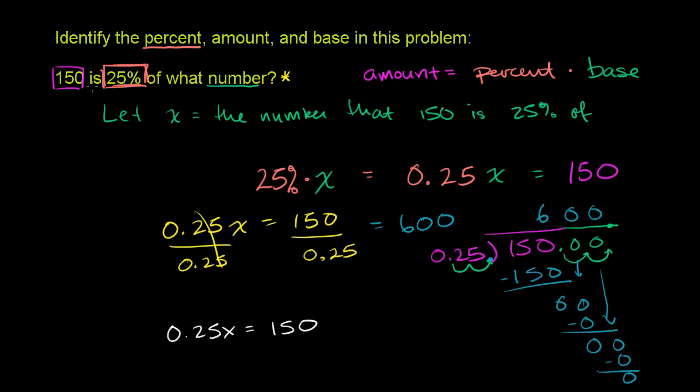So here we already saw the percent. The percent is 25%. The number that we're taking 25% of, the base, is x. This right here, what number? x. That is the base. The value of it is 600. We figured it out. And the amount is 150. This right here is the amount. The amount is 150. 150 is 25% of the base of 600. The important thing is how you solve this problem. The words themselves are really just definitions.